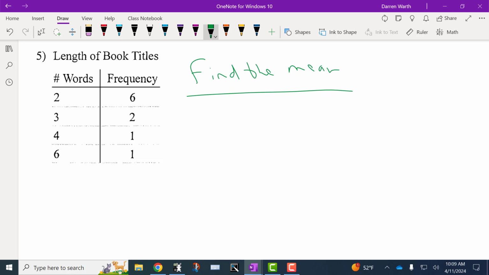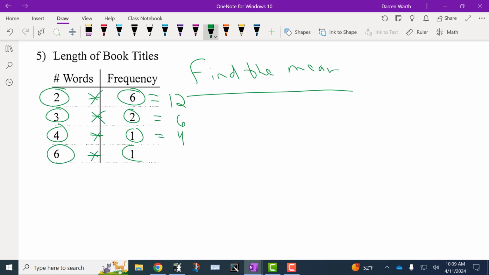But now, number of words is 2, frequency was 6. So in other words, this actually happened 12 times, because that's how frequently it happened. The number of words was 3, you multiply that times 2, and that total was 6. And then you take the 4 times the 1, and that actually happened 4 times. And 6 times 1, that actually happened 6 times. So notice with the frequency distribution chart, you've got to remember that that tells you how many times it happened.